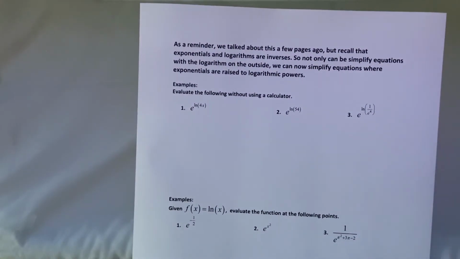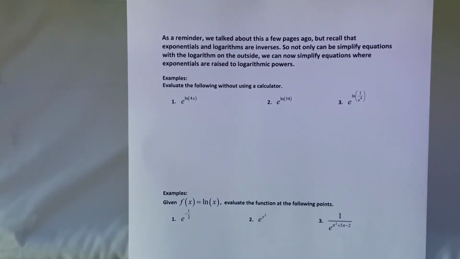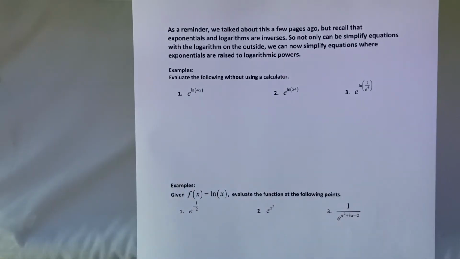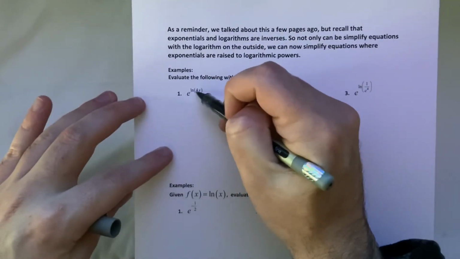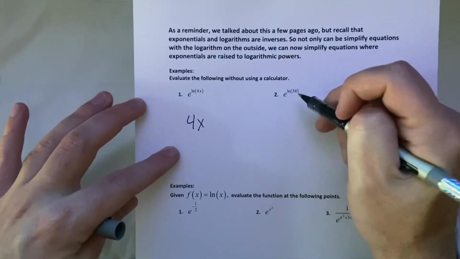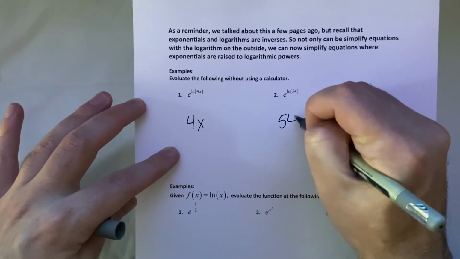So the last thing we want to talk about real quick is the fact that logs and exponentials are inverses. So it helps us simplify equations without calculators. When I see e to the ln of 4x, when I raise e to the power of ln, these still cancel, and what's inside the logarithm is all that's left. So this is 4x. E to the ln of 54 is 54.